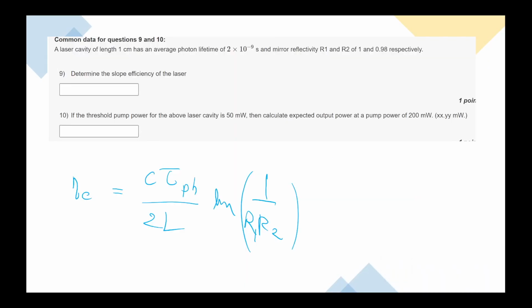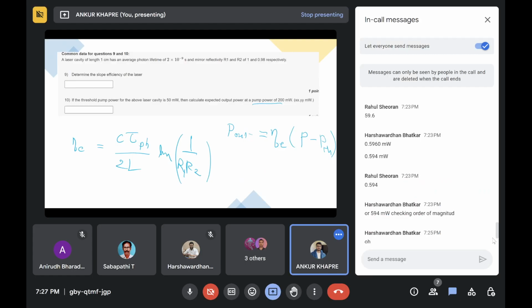So here, the power output that is coming, that we have to calculate. How we can calculate? Eta E, whatever the slope efficiency we are getting, times (P minus P threshold). P means whatever the pump power we are giving, minus P threshold. What is the threshold pump power? Threshold of this. Okay. Now you try.